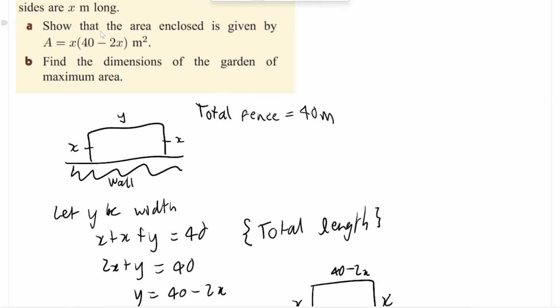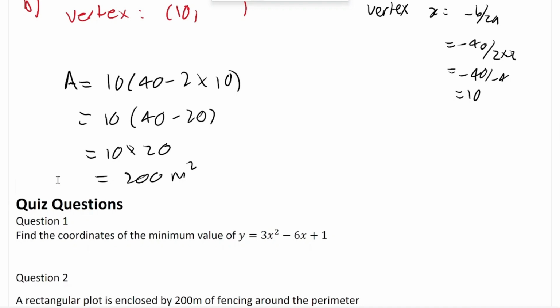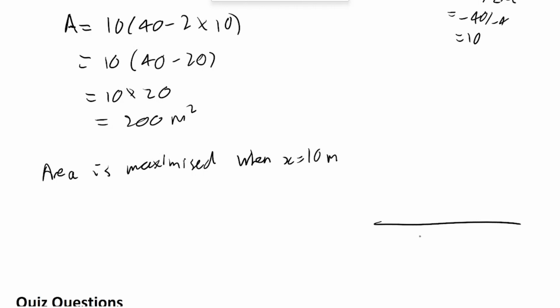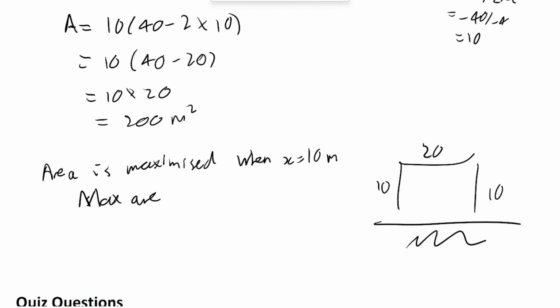Then you basically just want to give a sentence answer. So dimensions of the garden which maximize area: area is maximized when x equals 10 meters. So that's going to look like this. It's always good to draw a picture: 10, 10, and 20. And the max area is 200 meters squared.